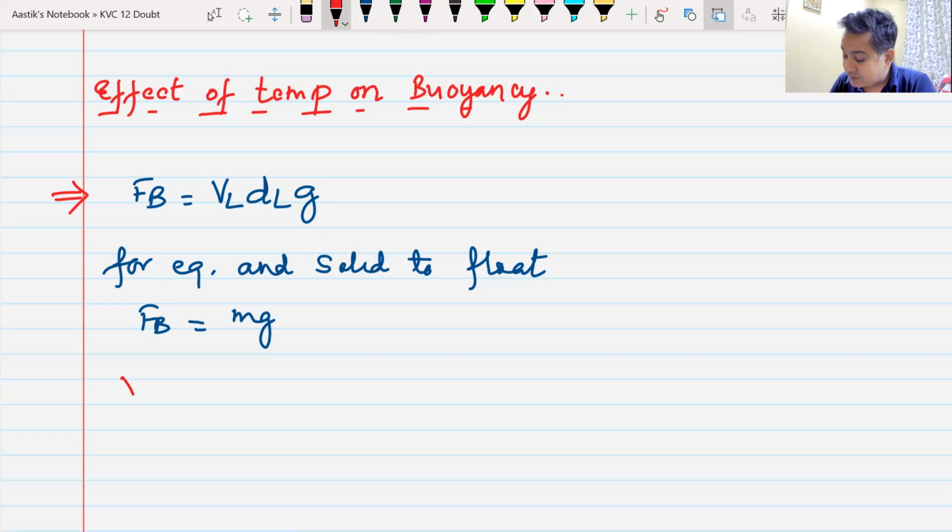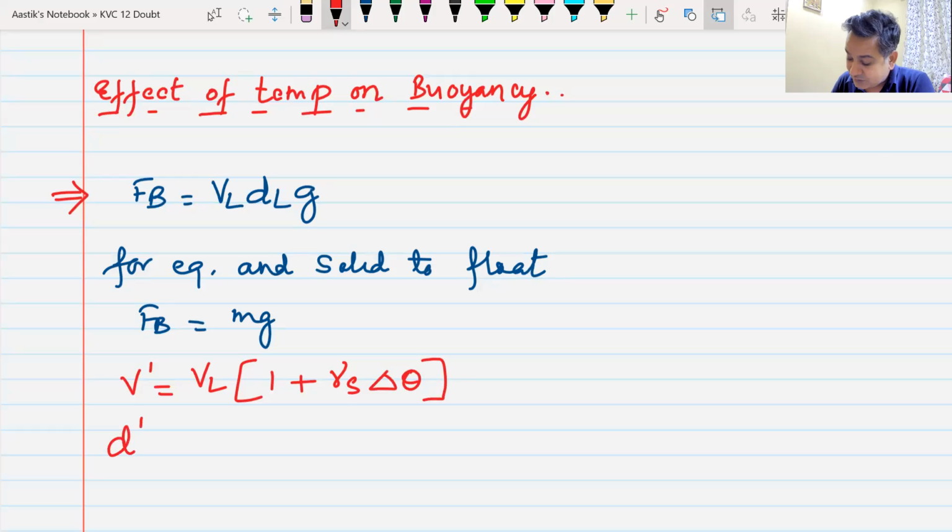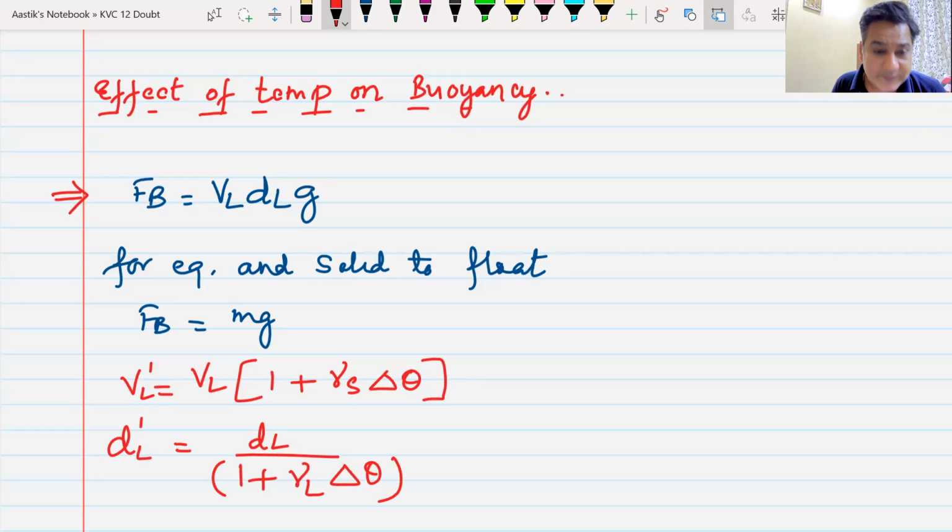Let me use a different color pen. The new volume V dash, which is inside, will be given by the original volume into 1 plus gamma of the solid multiplied by delta theta. Do we understand this? At the same time, the density of the liquid has now decreased. It becomes original density divided by 1 plus gamma liquid into delta theta. Because of this, my dear friends, the buoyant force changes.